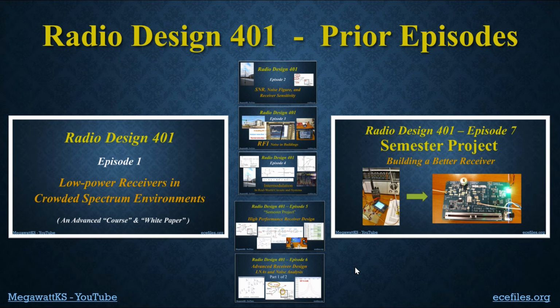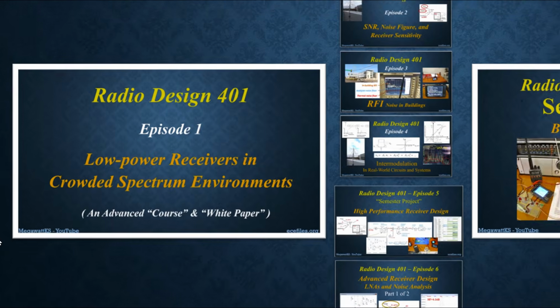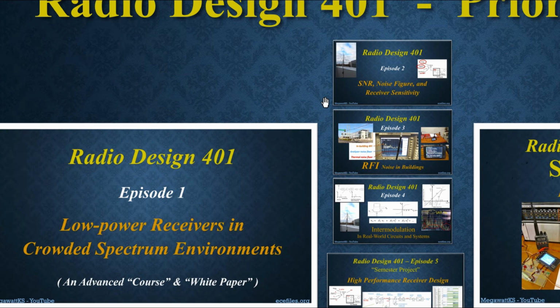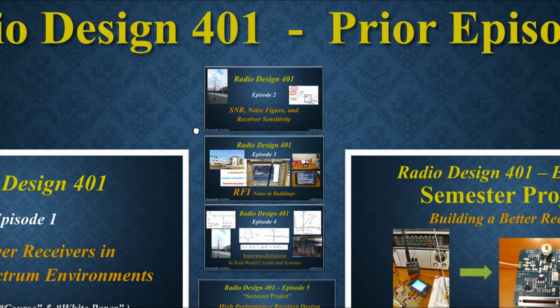And if you want to review all those subtle things, remember, this is episode 8, the final episode in this series. There were 7 before that, and some of them were broken down into multiple parts. So we started in episode 1, where we discussed low power receivers. That's our goal, so that we can operate for long times on batteries and make them perform in crowded spectrum environments like you've seen. And Radio Design 401, relative to Radio Design 101, is an advanced course. In it, we've talked about all the things that make receivers work well.